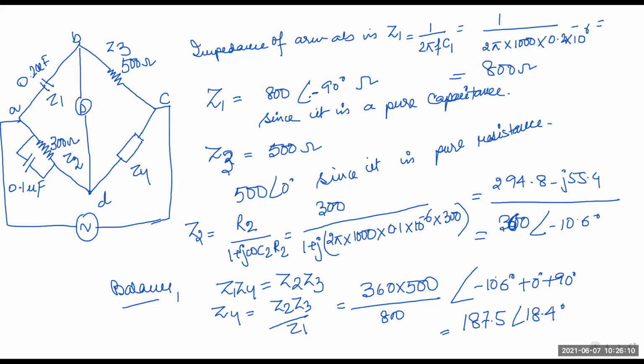Okay, now what you have to find out? You have to find out the R4. So what can be your R4 here? Can you tell me the R4? Tell me the value of R4 from this particular equation. 187.5. Okay, 187.5. Now you tell me the R4.